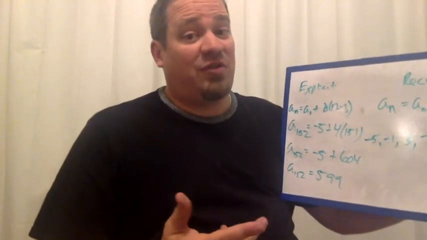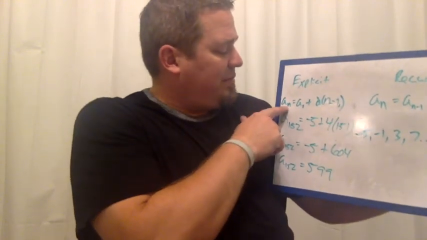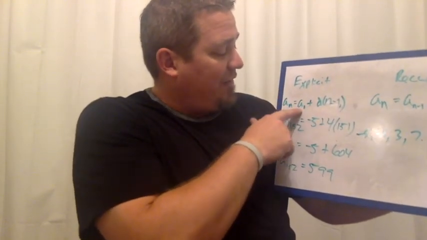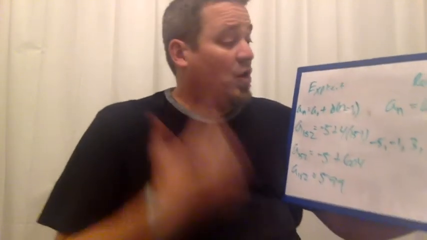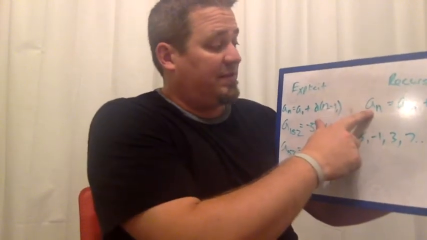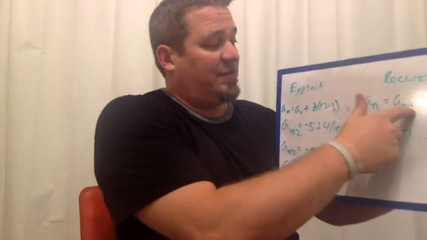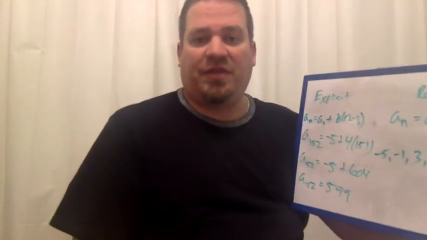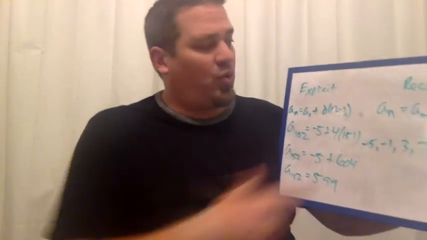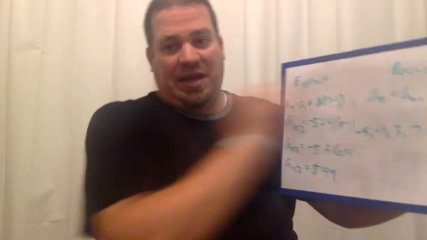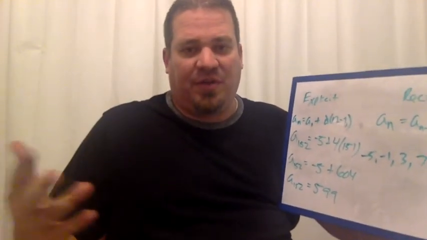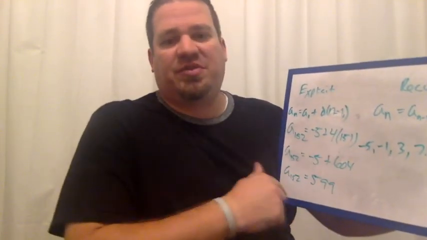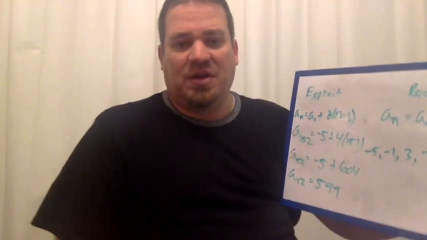If it just asks you for the rule, you would write a sub n equals -5 plus 4 times n minus 1. With the recursive rule, it would just be a sub n equals a sub n minus 1 plus whatever the common difference is. If it asks what the 15th term is, that's where you substitute in and find those values. I think most of your homework is just finding the rules though.